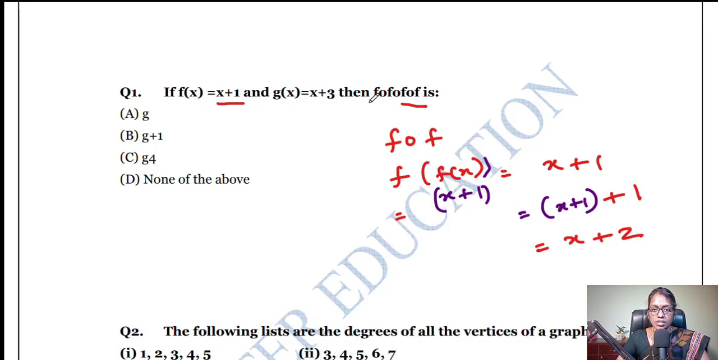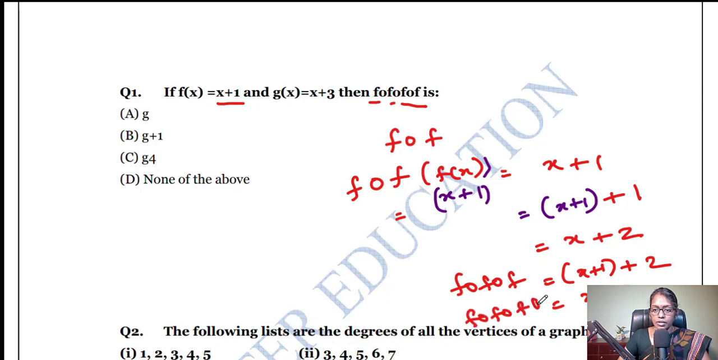How many f's are there? 1, 2, 3, 4. So what will be the answer? X plus 4. Otherwise you can also see one more f of f. You again apply x plus 1, so the third f of f becomes x plus 3, and then x plus 3 plus 1. So x plus 4 is the answer.